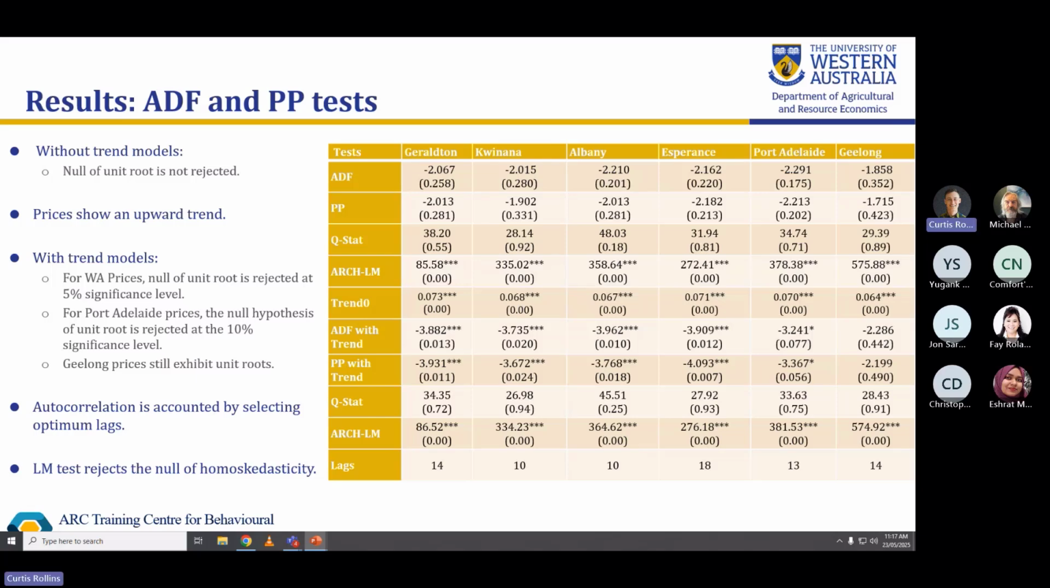So I have controlled for the autocorrelation with the optimum lag selections. They range from 10 to 18. For Albany and Kwinana, I've selected 10 lags, and for Geraldton it's 14, and the maximum is for Esperance, which is 18. I've also tested for homoscedasticity with the Lagrange multiplier test, and that rejects the homoscedasticity, clearly saying that there is change in variability of the error term over time.